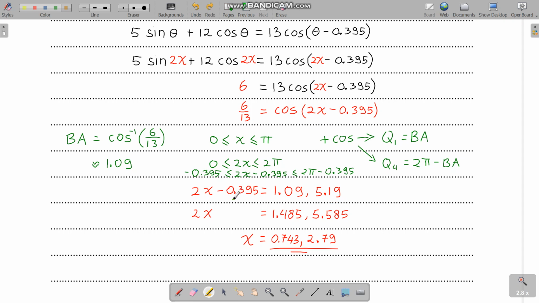And then we add 0.395 to both sides, and then we divide both sides by 2, and for the final answer we can use 3SF for angle in radians.